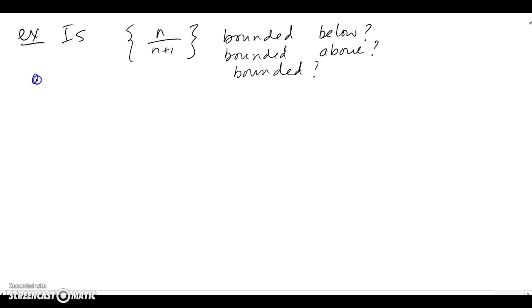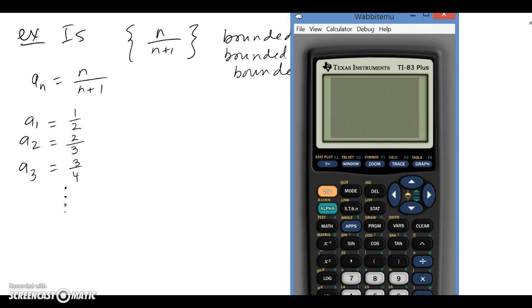So again, we're looking at a sub n equals n over n plus 1 as our sequence. We can spit out a few values by hand and also look at our TI. If n is 1, I have 1 over 1 plus 1, which is 1 half. If n is 2, I have 2 over 2 plus 1, which is 2 thirds. If n is 3, I get 3 over 4, and so forth. Let's also review how to put this into our TI.